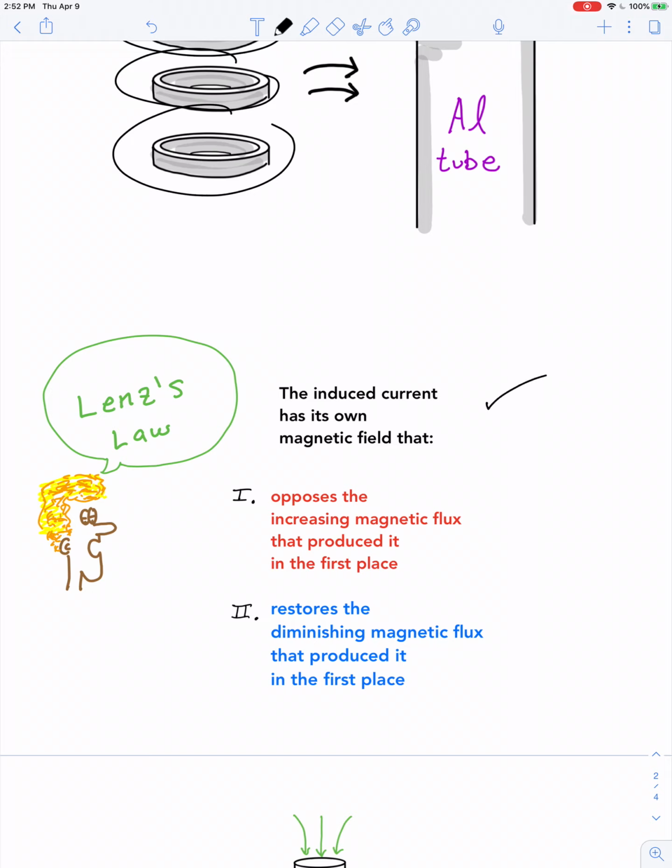So the induced current will act as a magnet itself, and its magnetic field is going to do one of two things. One, it's either going to oppose the increasing magnetic flux that produced it, or if it's a case where magnetic flux is decreasing, then the induced current is going to attempt to restore the diminishing amount of flux. So whether flux increases or flux decreases, either one represents change in flux, and Faraday's law says it's that rate of change of magnetic flux that induces some EMF.